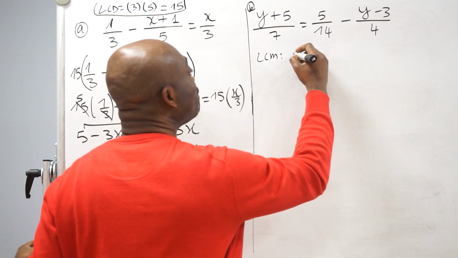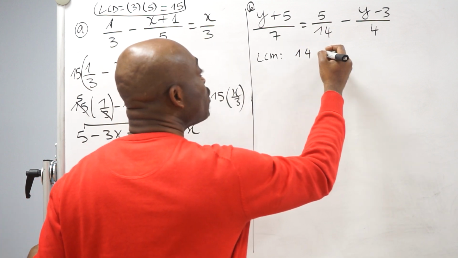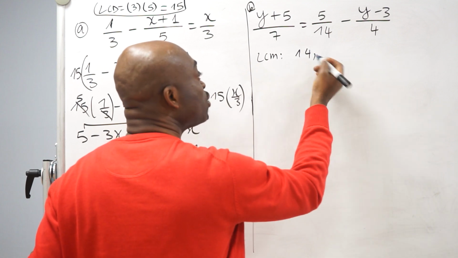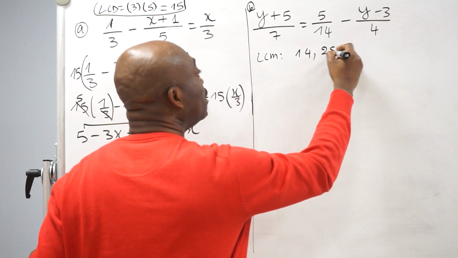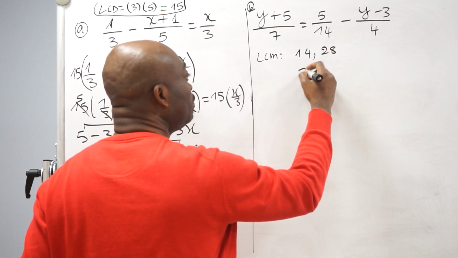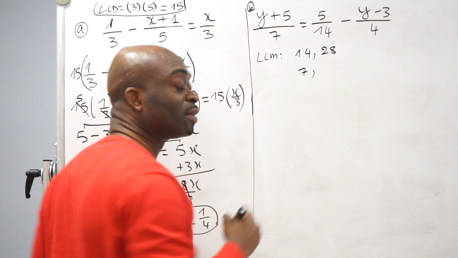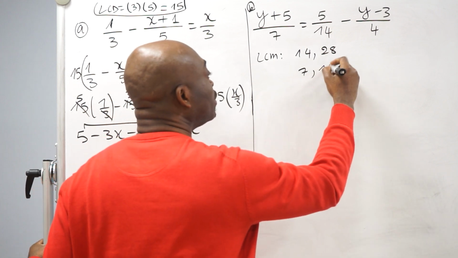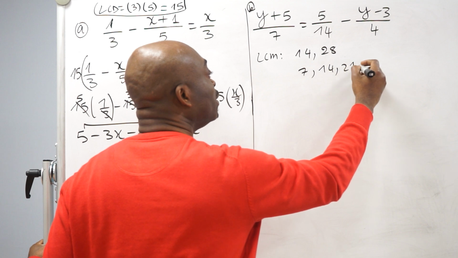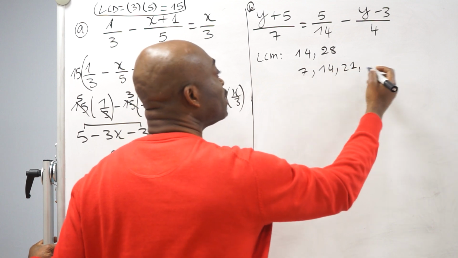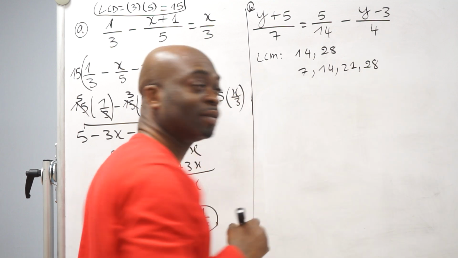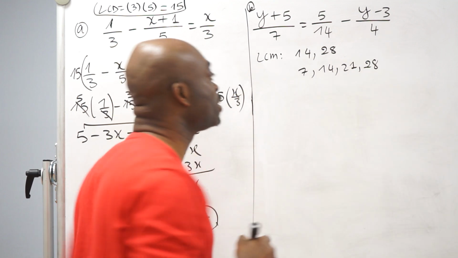So that's 14, right? The next multiple of 14 is 2 times 14, which is 28. All right? So how about 7? If you take 7, the next multiple is 14, and the next multiple, 3 times 7, is 21. The next multiple, that'll be 4 times 7, which is 28.